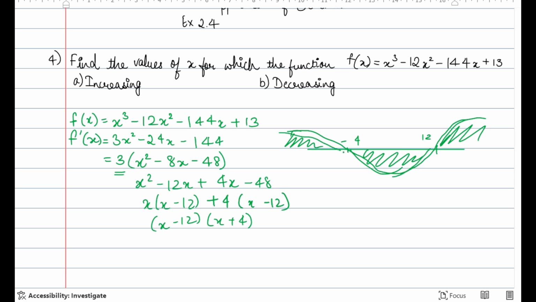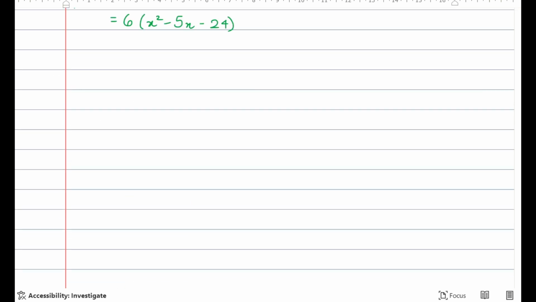That's it, done. Over here it's strictly increasing, over here it's strictly decreasing. So under the first part, you'll be writing the answer as minus infinite to minus 4 union 12 to infinite, and in the second part your answer will be minus 4 to 12, and then we are done. Let's move on to question number 5.